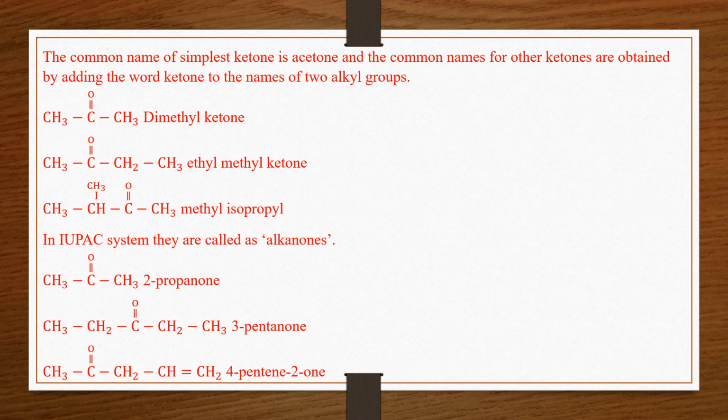R C double bond O R dash. What are these R and R dash? There I have told you that R and R dash might be two alkyl groups or two aryl groups or one alkyl and one aryl group. Okay. Now, how to write common names of these ketones?